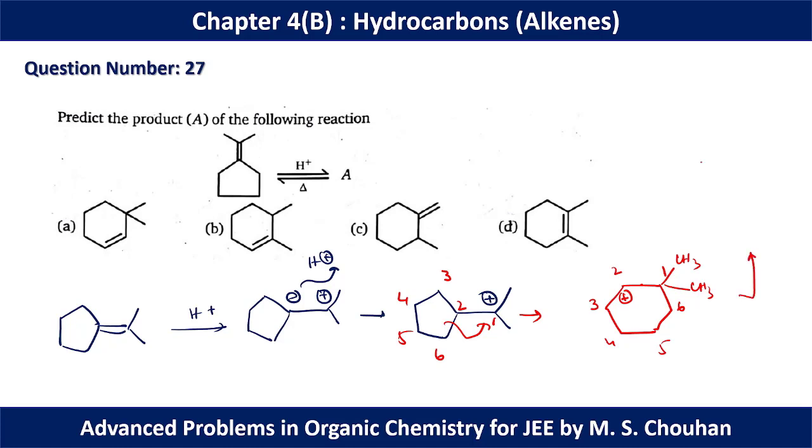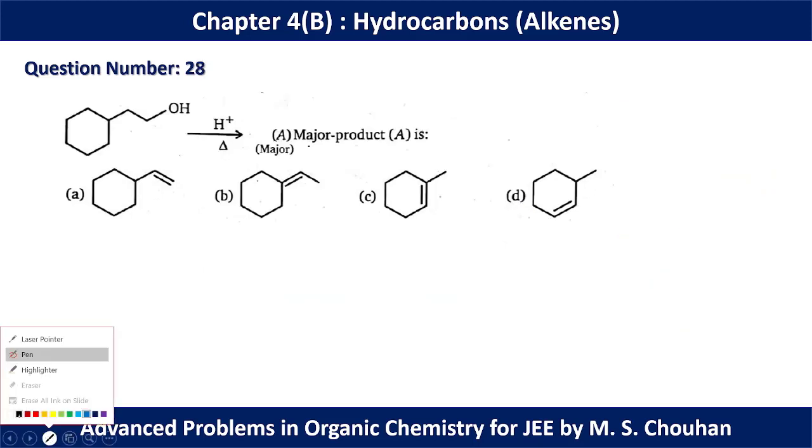Now again this carbocation can be stabilized by rearrangement of 1,2 methyl shift, and this kind of situation is the most stable situation. Now we have one elimination, so one of the CH bonds will be cleaved and finally we are getting this kind of situation. Okay, so for question number 27, option D should be the correct option.